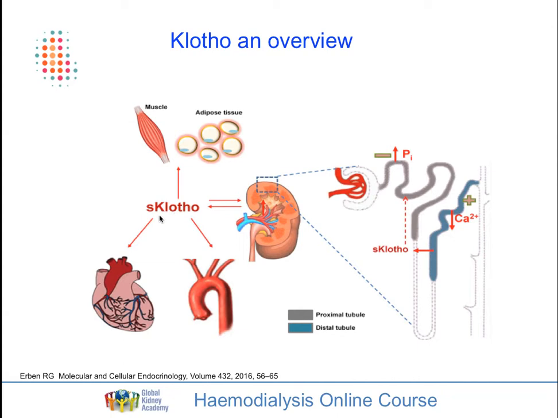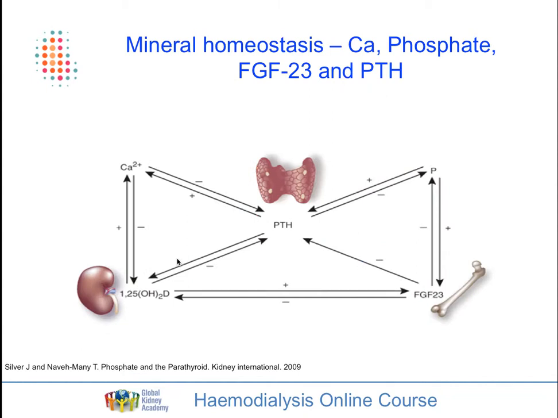So if you reduce your serum Klotho, that's potentially a mechanism by which, you get reductions in soluble Klotho in kidney disease, and some have postulated that may be a mechanism by which you see the increased cardiovascular morbidity and mortality in patients with kidney disease.